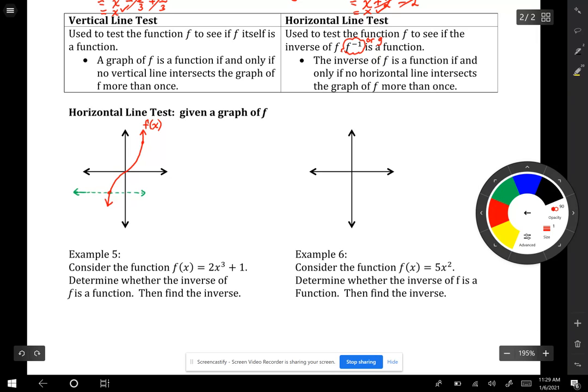Now we're not going to draw the inverse on this particular one, but we know that the inverse will be a function, because f passes the horizontal line test.